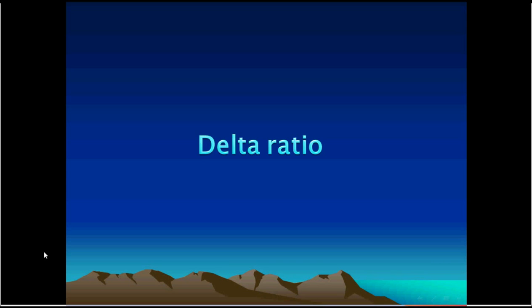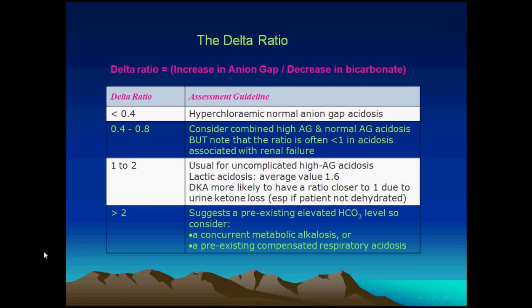Another way, instead of taking the corrected anion gap, is what is called the delta ratio. The delta ratio is the increase in the anion gap, the difference in the anion gap, over the decrease in the bicarbonate. I think you have to know it, but the previous one is a little bit better than studying or memorizing this. If the ratio is less than 0.4, this means a hyperchloremic normal anion gap acidosis. I think you'll forget it.